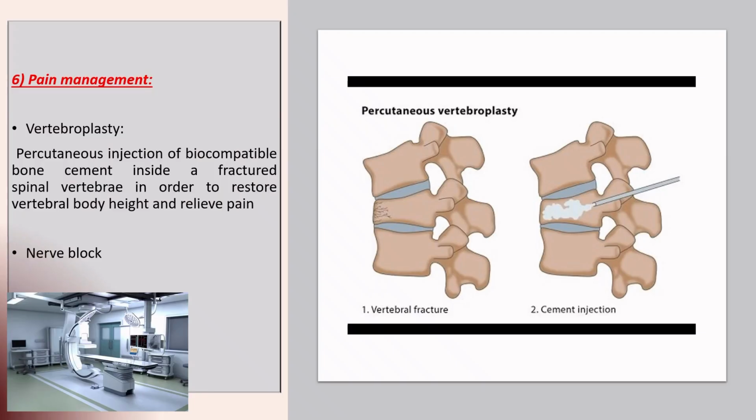For pain management, we've got the vertebroplasty and the nerve block, like here in this case, with cement injection within the fractured spinal vertebra in order to restore the vertebral body height and relieve the pain.